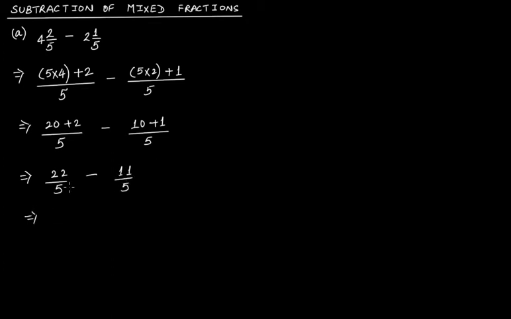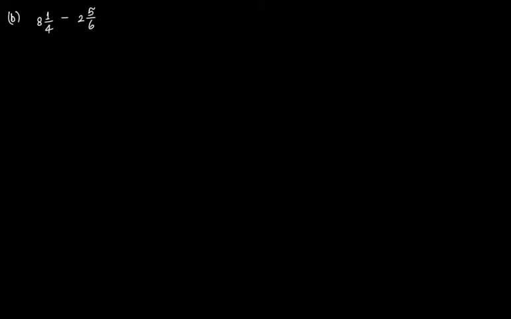If you solve this one, then since these two are like fractions, the denominator will be the same, that is 5, and then you just have to subtract the numerators. So this is 22 minus 11, and 22 minus 11 is what? 11 over 5. So this is the answer. Let's move to another example.